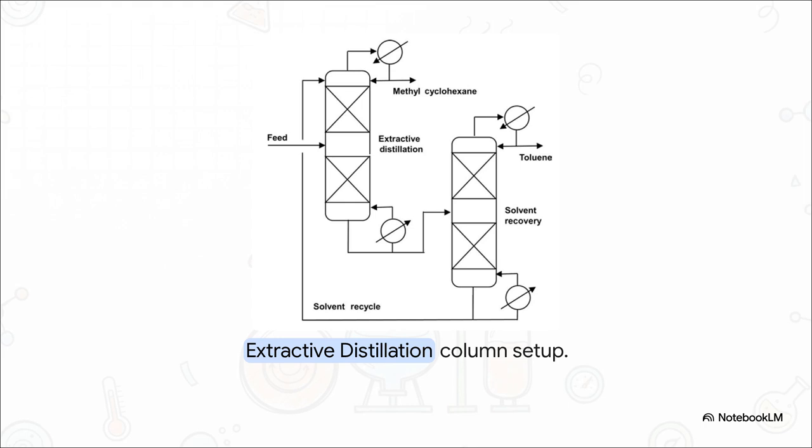When you're trying to separate components that have incredibly close boiling points, take toluene and methyl cyclohexane, for example, we introduce a high-boiling polar solvent, like NMP or phenol. This solvent basically acts like a chemical anchor. It alters the relative volatility of the components, pulling one component down the column while letting the other vaporize and escape out the top. It's just a brilliant engineering solution to a really tough chemical problem.